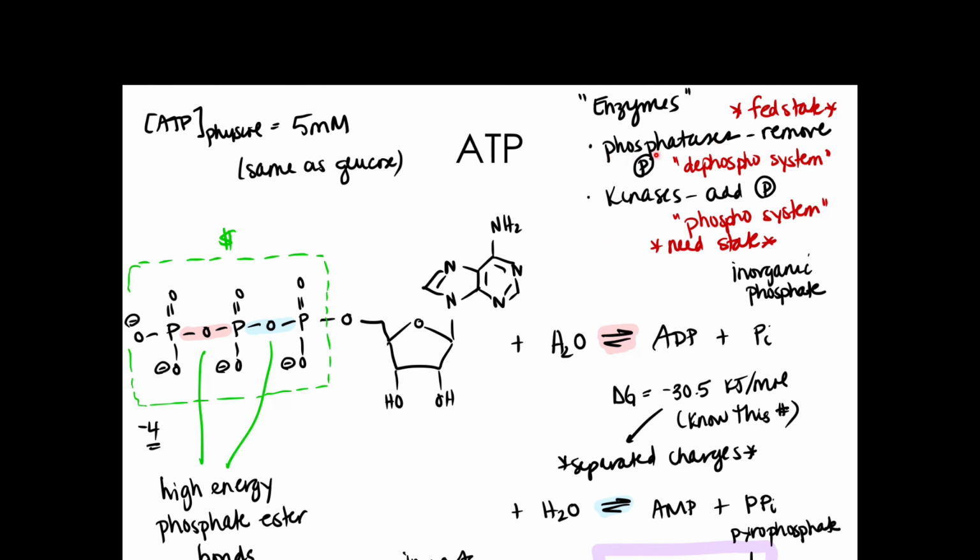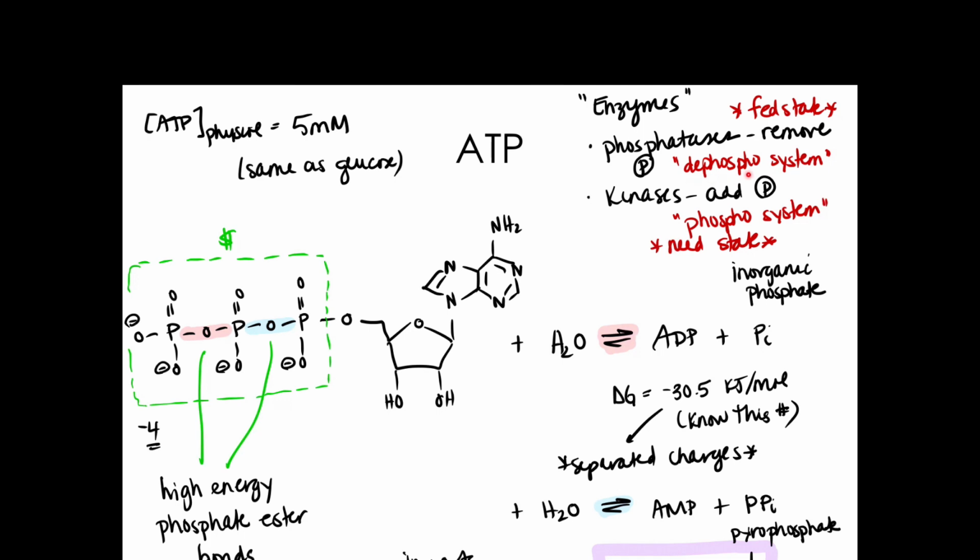understand that phosphatases are enzymes that are going to remove phosphates from proteins. Kinases are going to be enzymes that add phosphates. So again, know the names of these two kinds and classes of enzymes, as well as understand the differences between when we would be either removing phosphates from enzymes or adding phosphates to enzymes. So we call these phosphosystems or dephosphosystems.